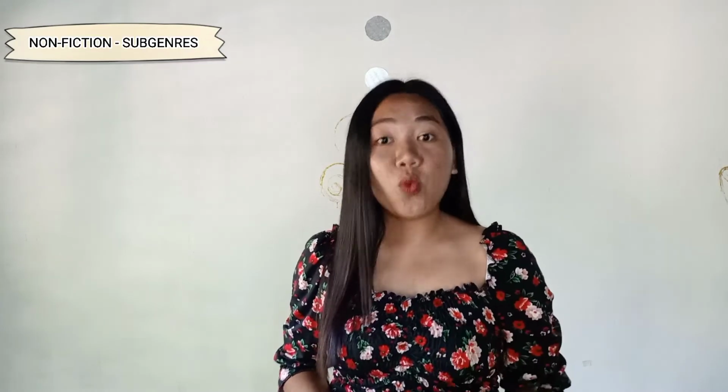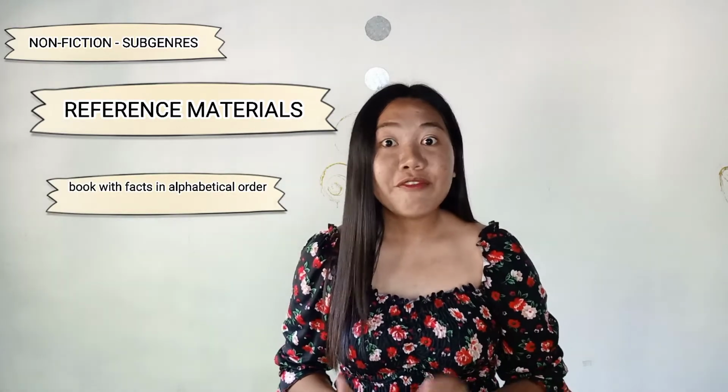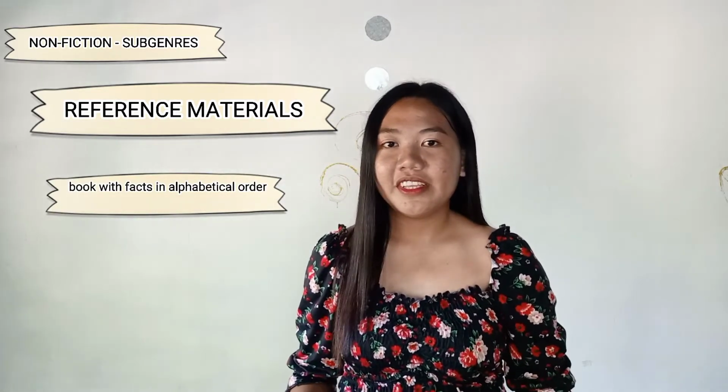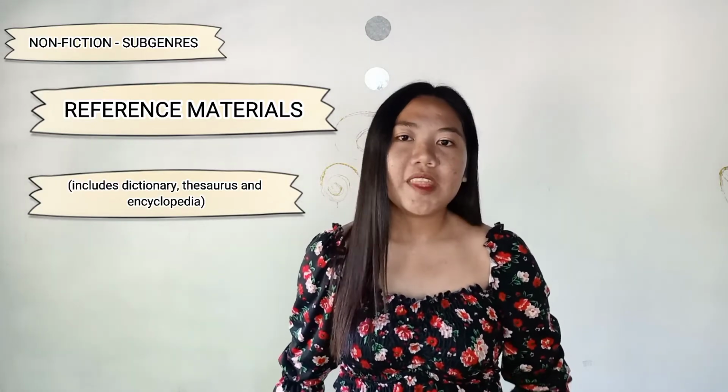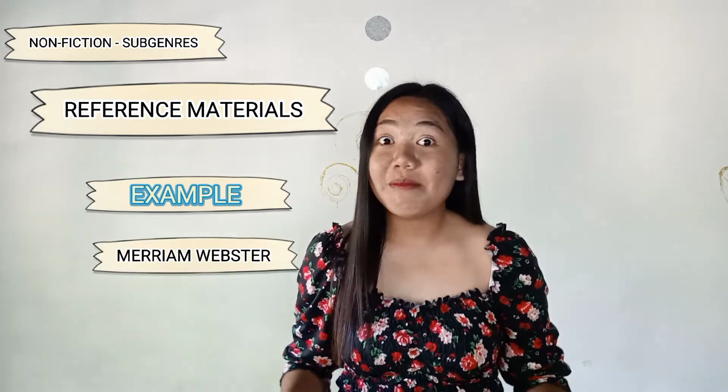The next and the last one of the subgenres of nonfiction is the reference materials. Reference materials are books with facts in alphabetical order. Includes dictionary, thesaurus, and encyclopedia. Example of this is Merriam-Webster. So again, in short, nonfiction has 5 subgenres: biography, autobiography, narrative, periodicals, and the last one is the reference materials.